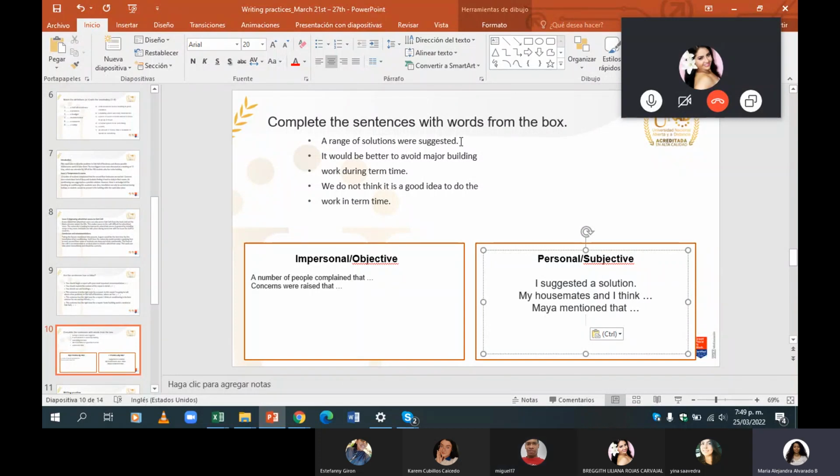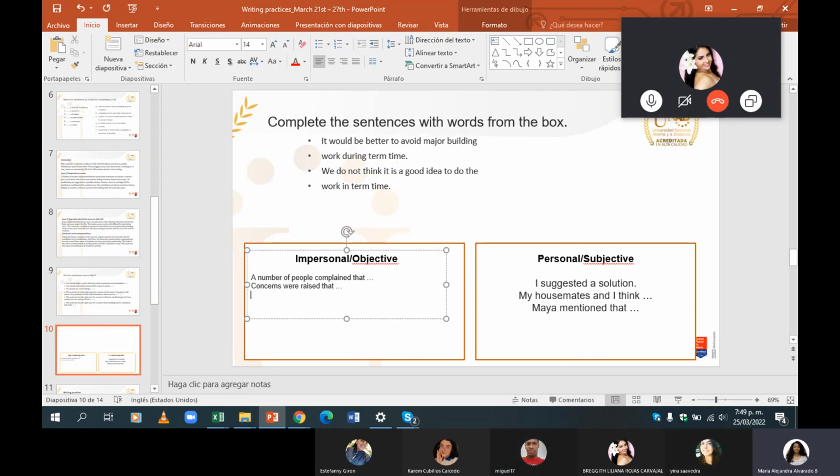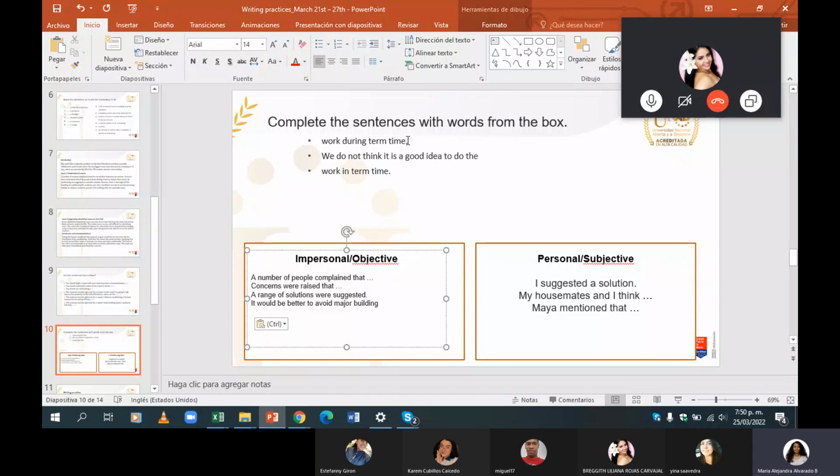A range of solutions were suggested. Impersonal. It will be better to avoid major building work during term time. Impersonal. Sorry, this part is part of this sentence. Sorry for that. Okay, so here.